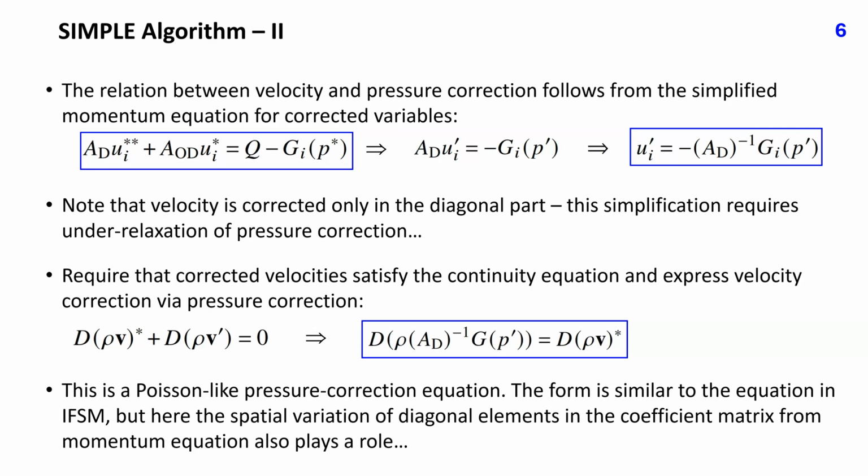We now subtract the equation which was solved for u* from this equation to obtain this expression for velocity correction as a function of the gradient of pressure correction. We then require that corrected velocities satisfy the continuity equation and express velocity correction via pressure correction, which leads to the following equation for pressure correction. This is a Poisson-like pressure correction equation. The form is similar to the equation in the implicit fractional step method presented in lecture 17, but here the spatial variation of diagonal elements in the coefficient matrix from momentum equation also plays a role, because the inverse of the diagonal element is inside the divergence operator.